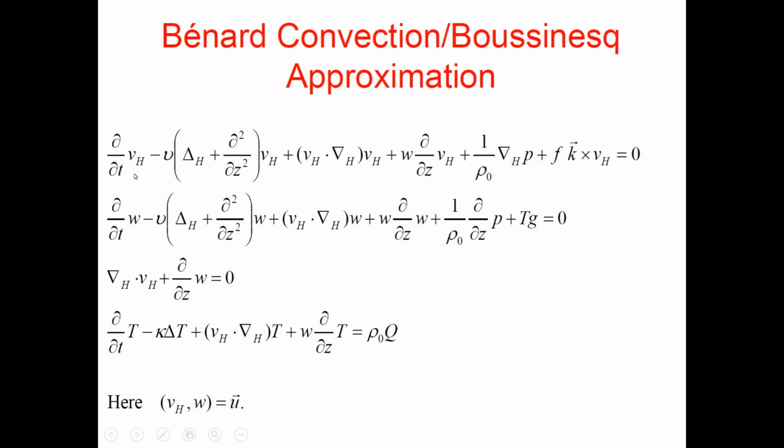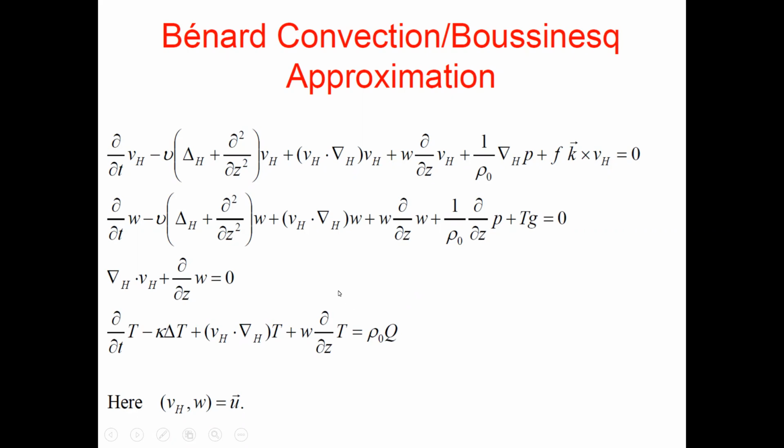Okay, so this is the balance of horizontal momentum. And this is the balance of the vertical momentum. And you can see the buoyancy does not enter the horizontal momentum, but for the vertical, as here, T times G. This is the incompressibility. And this is the equation for the temperature, advection and diffusion, plus source of heat, say from the sun and from other sources of heat, whatever. So this is the Bénard convection as we want it.